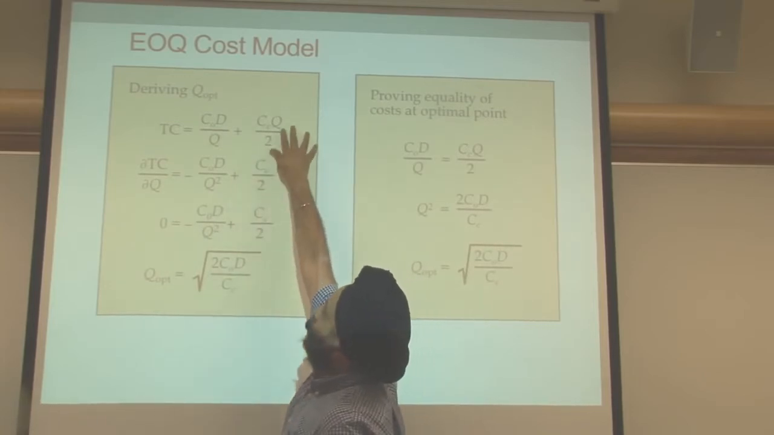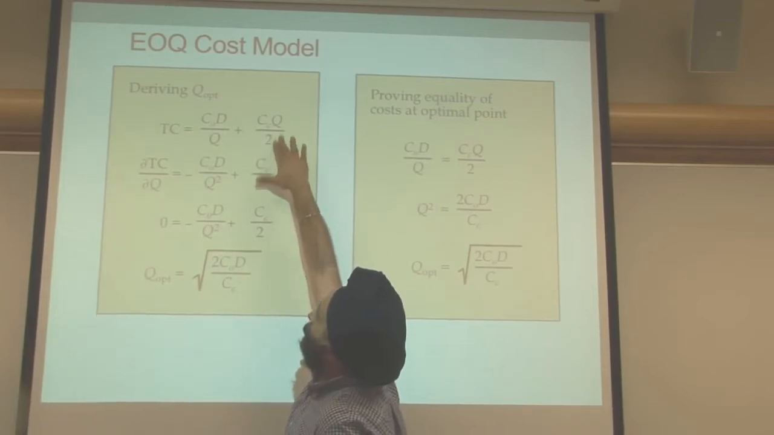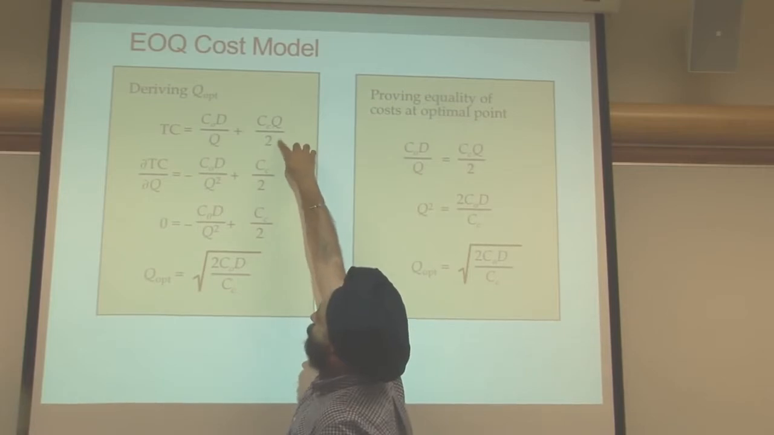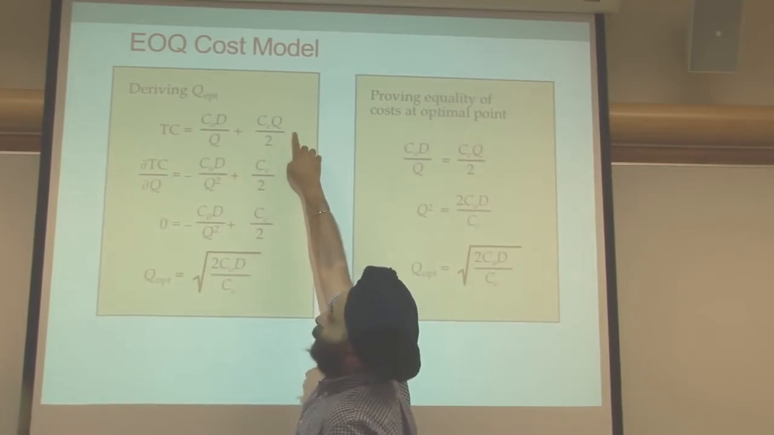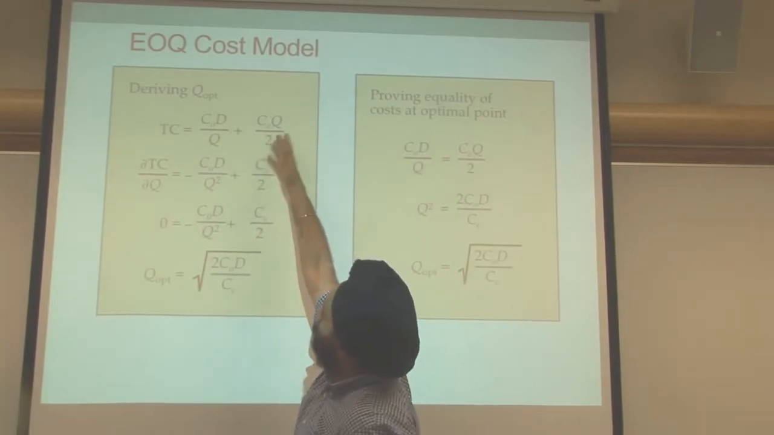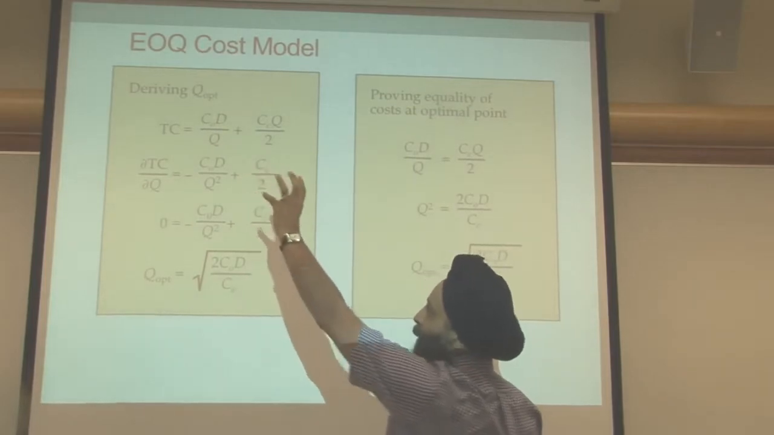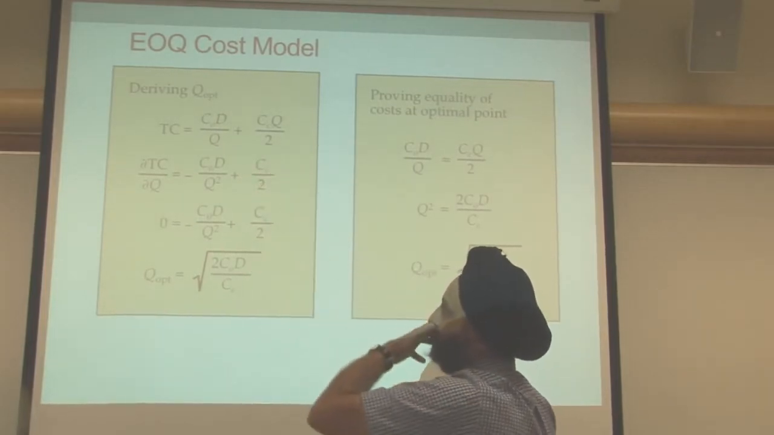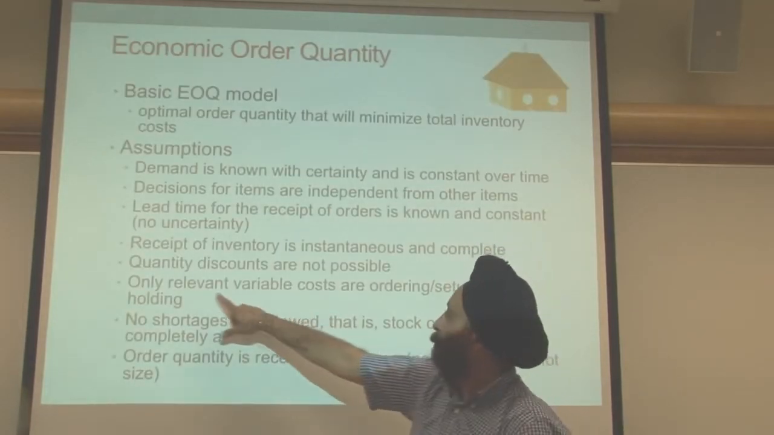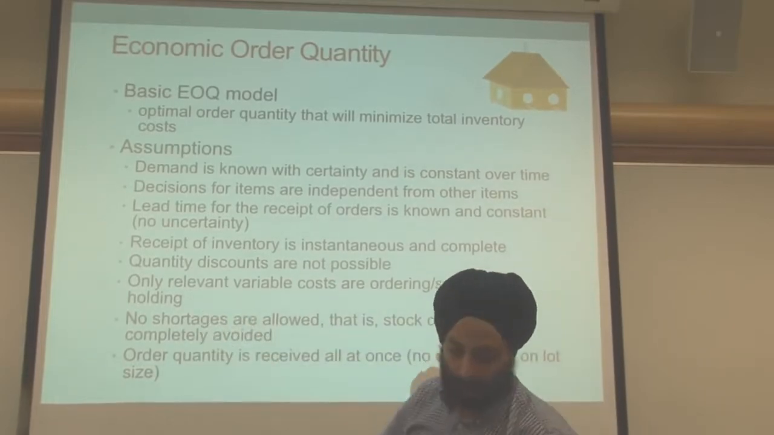And over here, Q divided by 2 is the average quantity that you have in the inventory. This is the average inventory that we mentioned earlier in cycle inventory, multiplied by the carrying cost per unit, which gives you the total inventory cost. So total cost is made up of only two numbers, ordering cost and carrying cost, as I mentioned earlier, the only relevant variable costs.